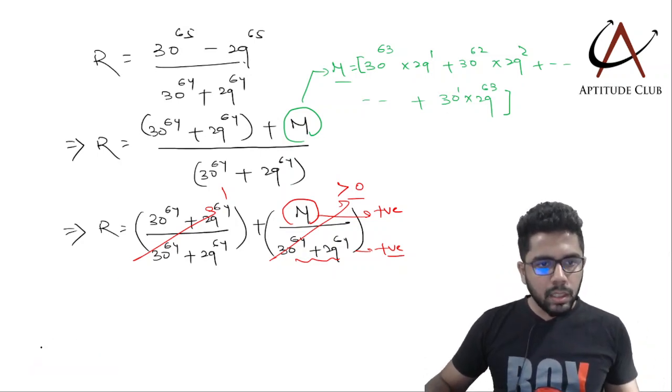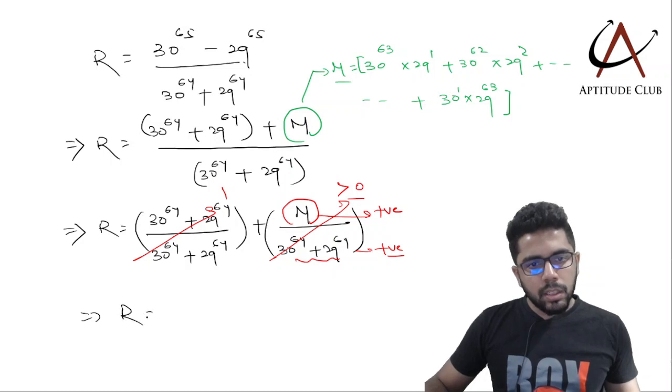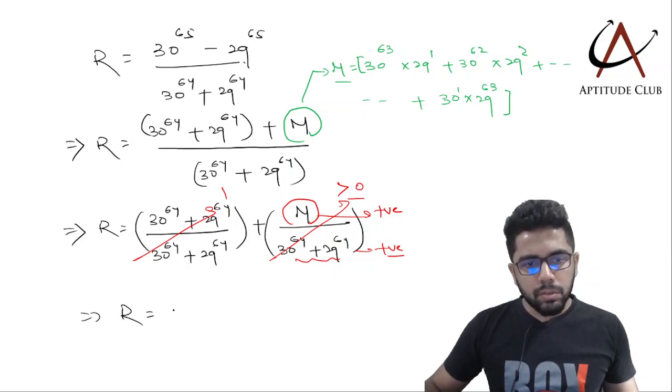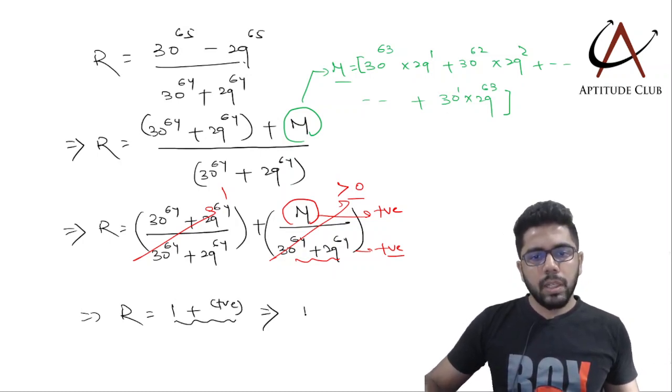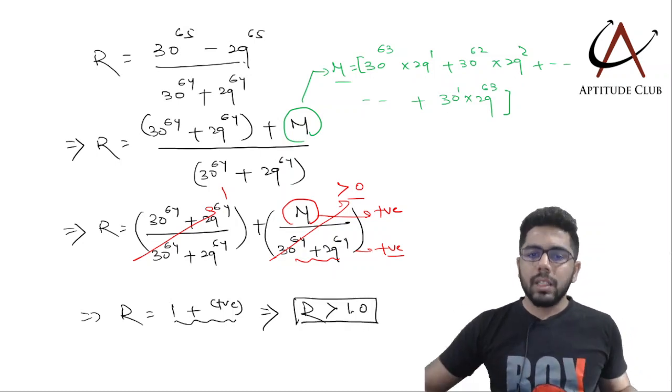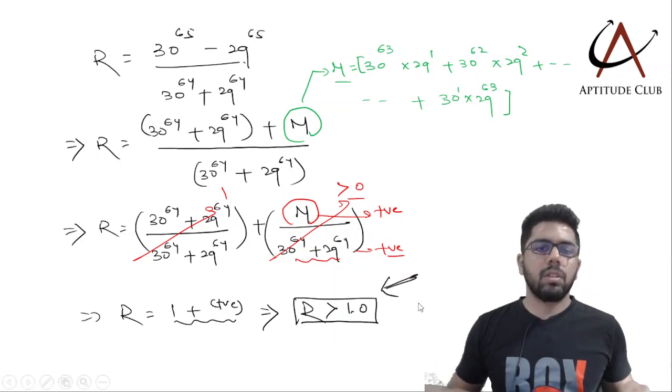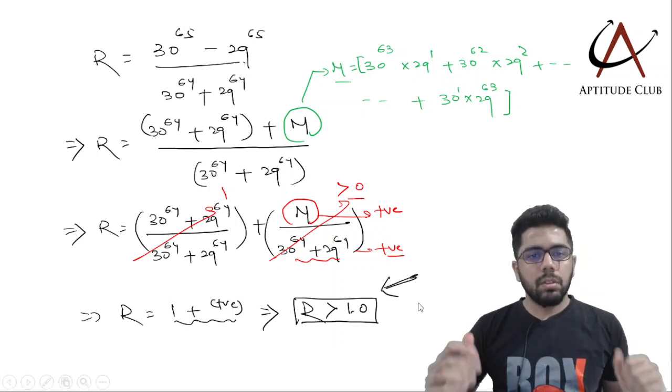So can I say r is 1 plus something positive? This implies r is definitely greater than 1. It has to be greater than 1. 1 plus something extra, so r is definitely greater than 1. Very simple.